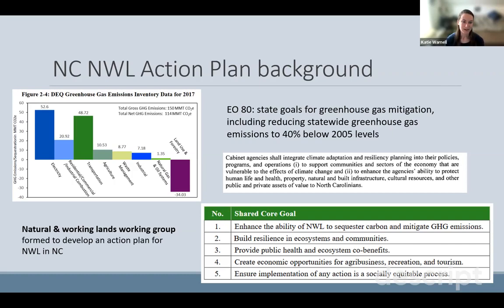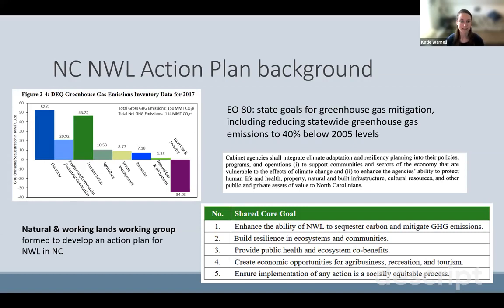So in the table on the right here, you can see the core goals that went into this natural working lands action planning. So ideally, we were trying to develop recommendations for how state agencies can manage the natural working lands, and then also how the state can incentivize private management of natural working lands to achieve those goals. So this was a relatively large group. There were about 90 people in total trying to develop these recommendations, and we split into subgroups focused on different pieces of natural working lands in the state. And Lydia and I were involved in several of these.